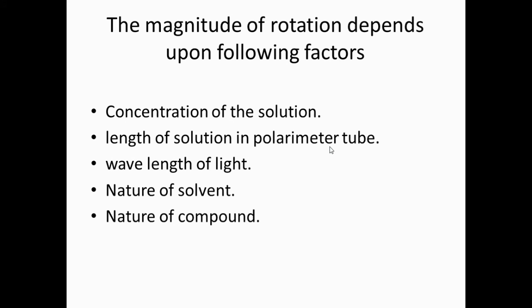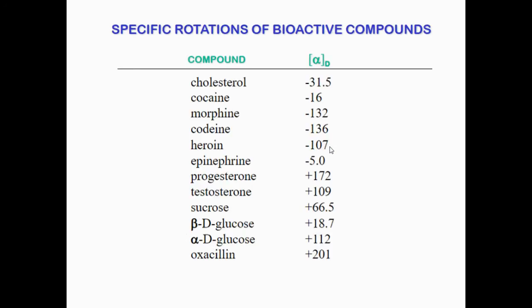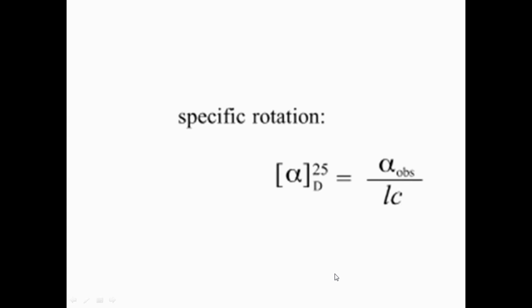So we have already discussed that the magnitude of the rotation depends upon the following factors: the concentration of the solution, the length of the solution in the polarimeter tube, the wavelength of the light used, the nature of the solvent, and the nature of the compound. In representing the specific rotation, the wavelength of the light used is put as a subscript and the temperature in degrees Celsius is a superscript. Here, the capital D indicates the D line of the sodium vapor lamp, and 25 means 25 degrees Celsius.